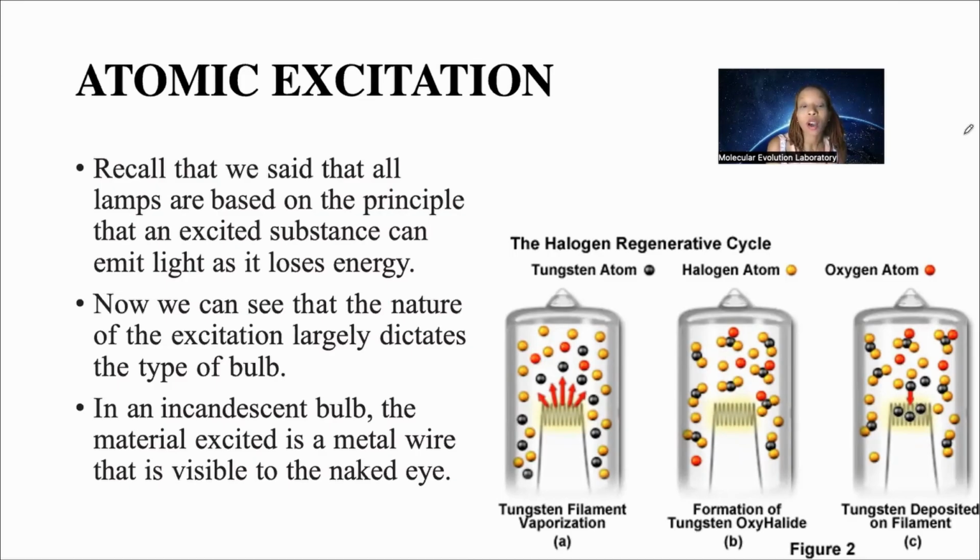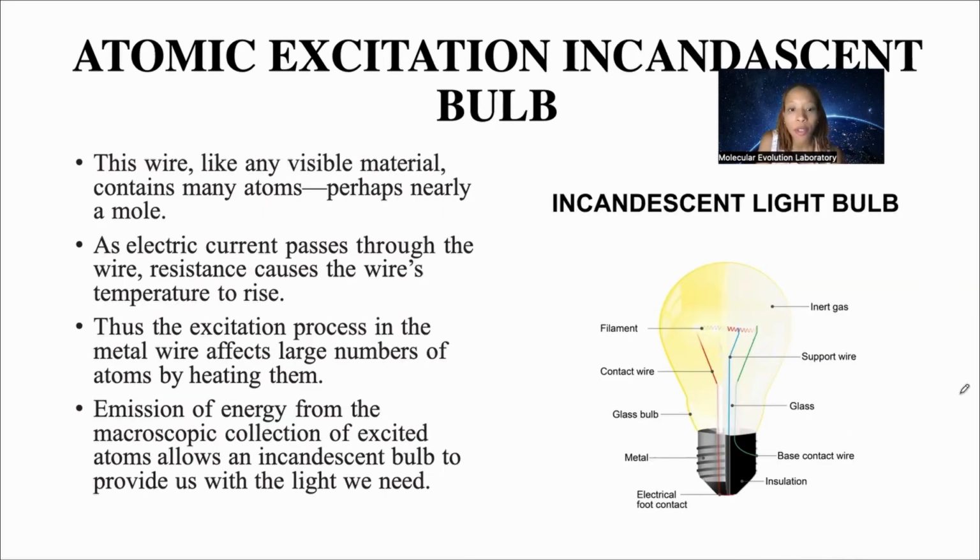So recall that we said that all lamps are based on the principle that an excited substance can emit light as it loses energy. Now we can see that the nature of excitation largely dictates the type of bulb. This is basically a regenerative cycle with the tungsten and the halogen atoms as well as the oxygen atom. Tungsten filaments, just like any visible material, contain many atoms, perhaps nearly a mole. An electric current passes through the wire and causes the wire's temperature to rise. Thus, the excitation process in the metal wire affects large numbers of atoms by heating them.